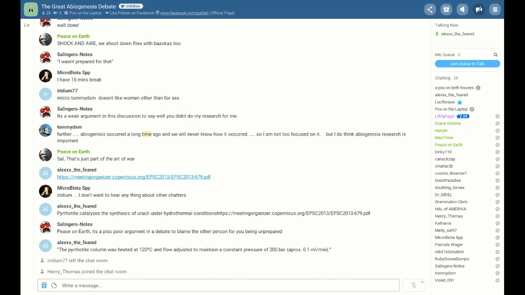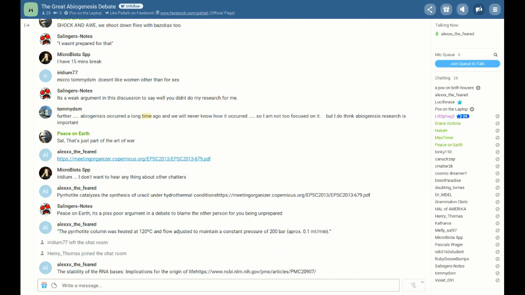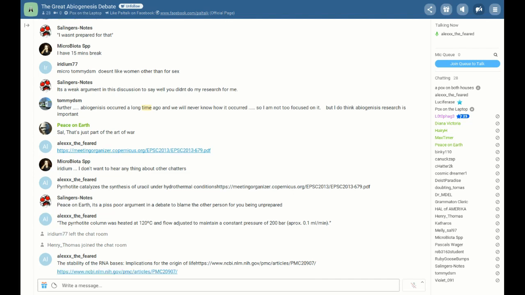Let's examine the stability of RNA bases. Here's a link. Let's read it. So the assumption you have to make on your side is that the flow is the savior for this synthesis in a deep sea vent or something like that.